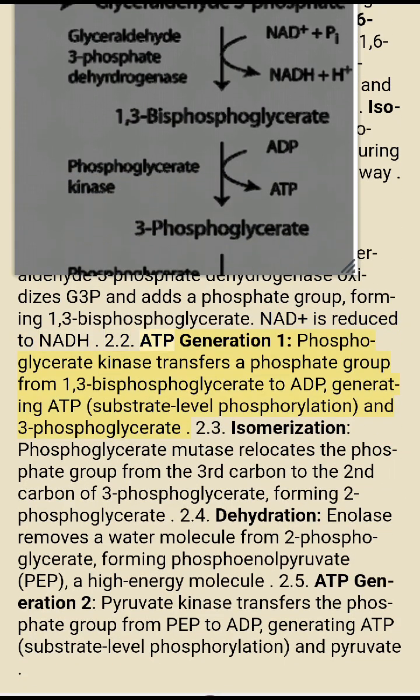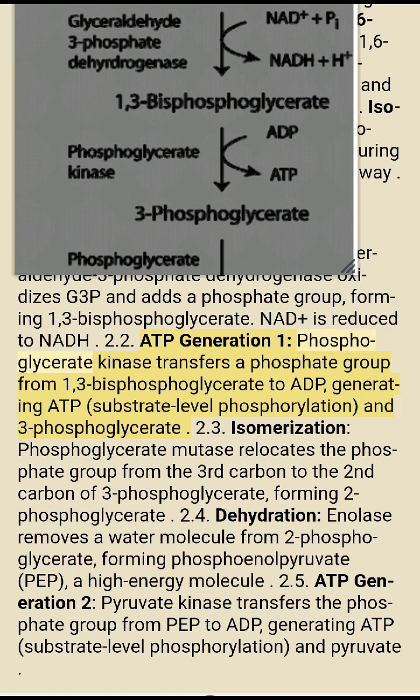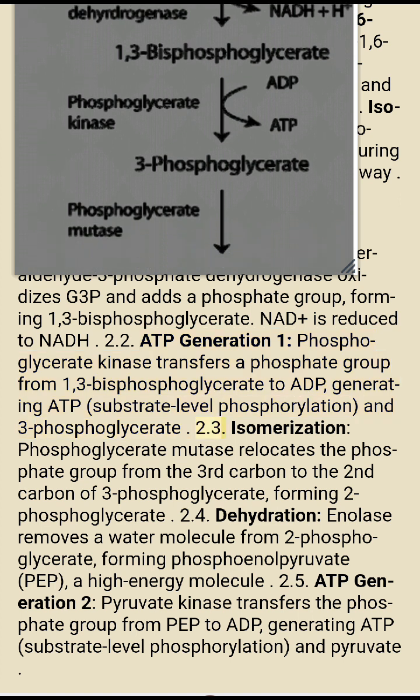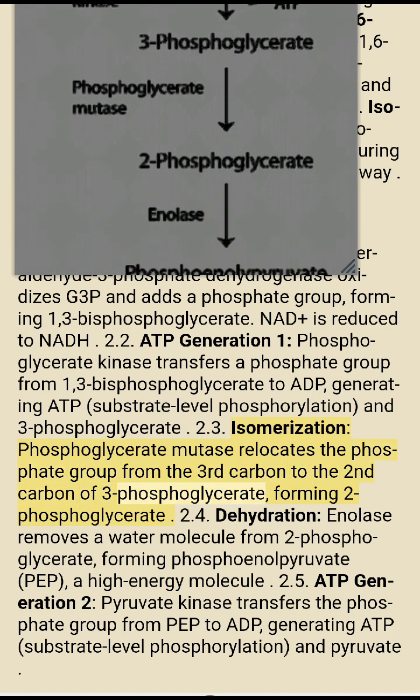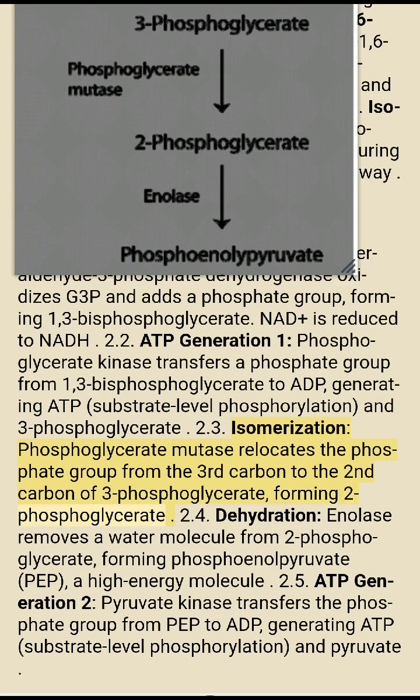2.2. ATP generation 1. Phosphoglycerate kinase transfers a phosphate group from 1,3-bisphosphoglycerate to ADP, generating ATP by substrate-level phosphorylation, and 3-phosphoglycerate. 2.3. Isomerization. Phosphoglycerate mutase relocates the phosphate group from the third carbon to the second carbon of 3-phosphoglycerate, forming 2-phosphoglycerate.